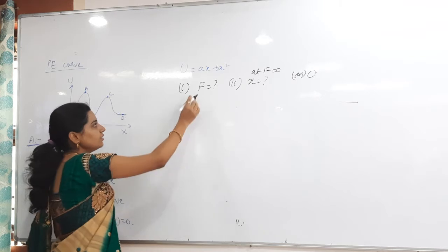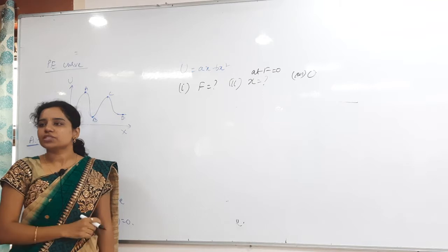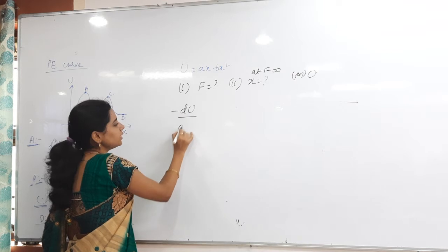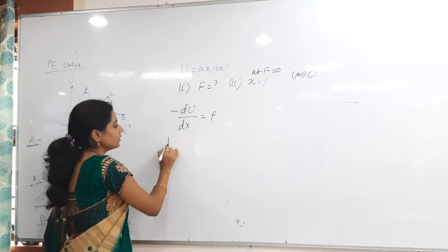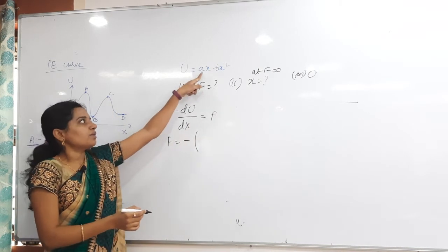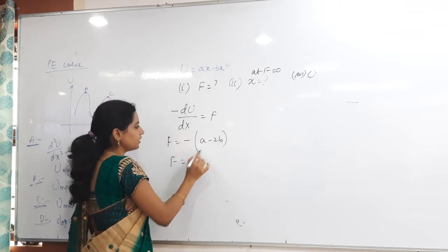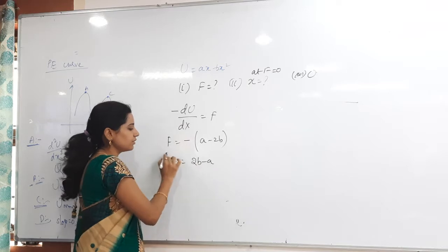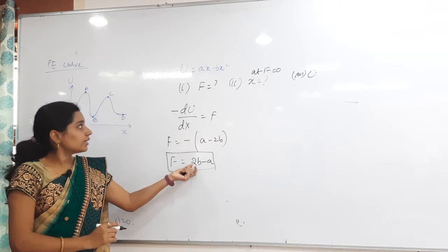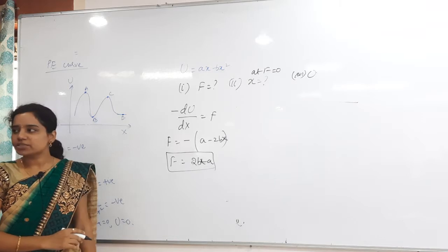For that, first of all, we will find the force. They are saying clearly in the question that all the forces acting are conservative forces. The conservative force equation is minus dU by dx is equal to F. Then F is equal to minus dU by dx, so I can write a minus 2b. So F is equal to 2b minus a. This is the net force. And whenever x is there, again 2bx, so 2bx minus a is the force.